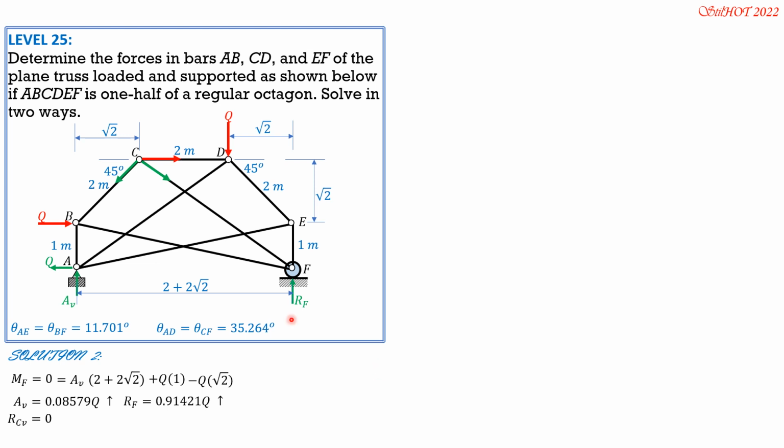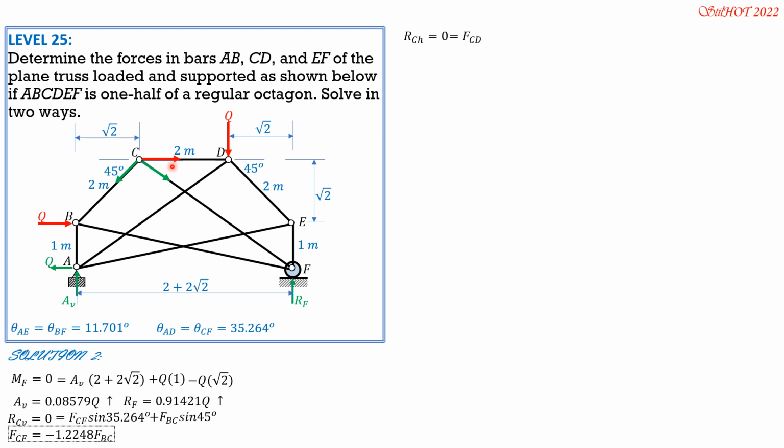So RCV is 0, downward positive. So we have FCF sine of 35.264, this angle here, the vertical component, downward positive, plus FBC sine of 45. So we can express FCF in terms of FBC. FCF is negative 1.2248 of FBC. Then RC horizontal equals 0.